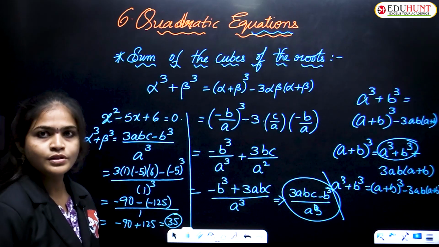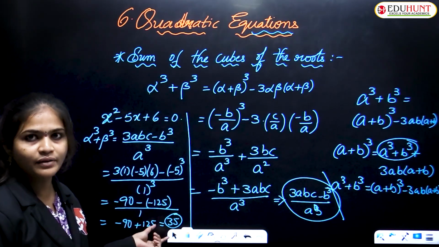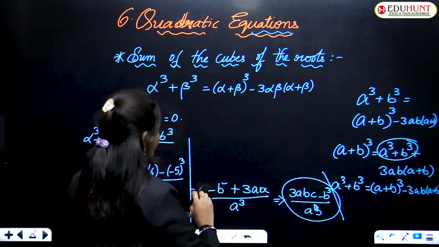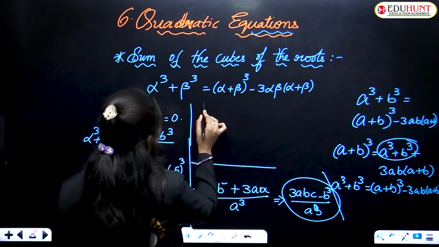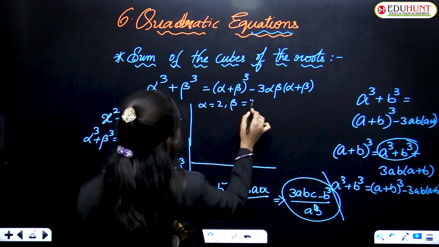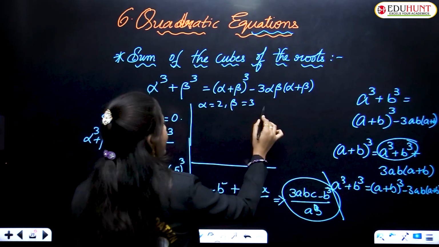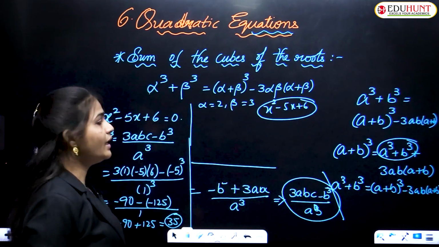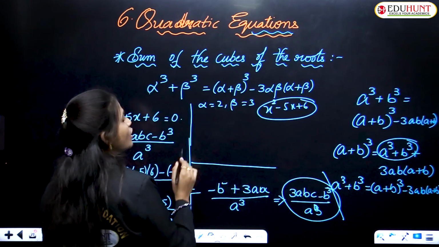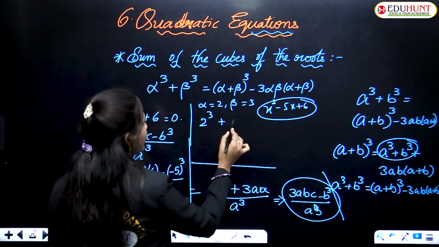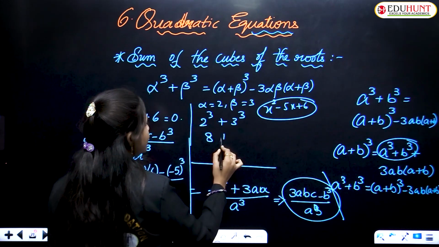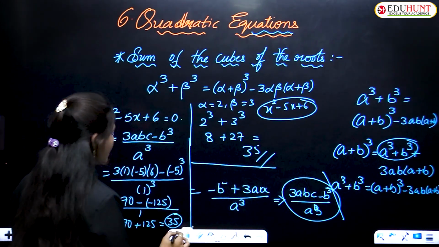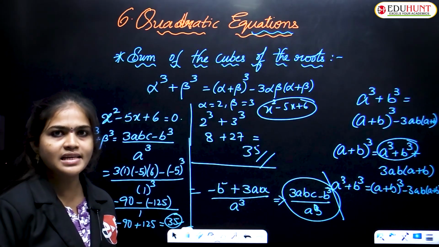Am I clear to you? So what is the answer here? 35. Is it correct or not? See here, we know the roots: alpha is equal to 2, beta is equal to 3. Those two are the roots of x square minus 5x plus 6. Now the sum of the cubes of these values: 2 cube plus 3 cube. 2 cube is 8, 3 cube is 27. So 27 plus 8 is equal to 35. So here also we got 35. Did you understand that?